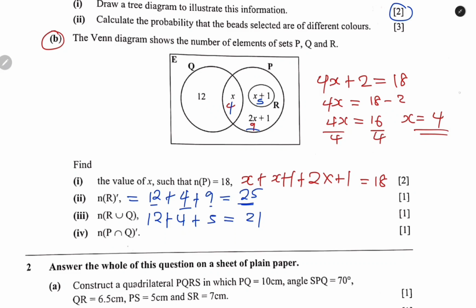Then number of elements in P intersection Q complement. So we are going to go into P intersection Q. So P intersection Q, it is this part. So remove this part and whatever remains outside, that is what you add. So we have 12 plus 5 plus 9, which is equal to 26. So this is what you're supposed to answer on this particular question.